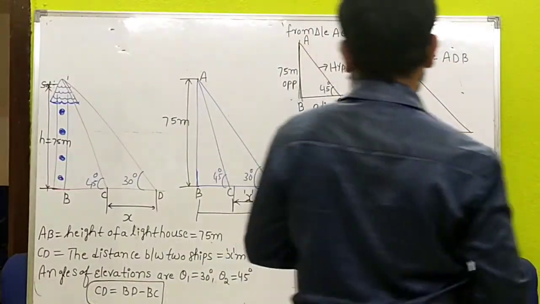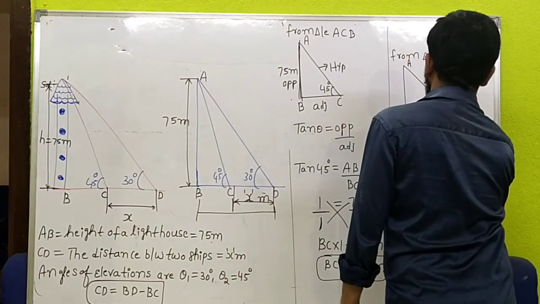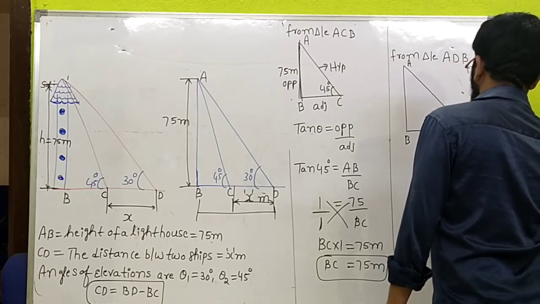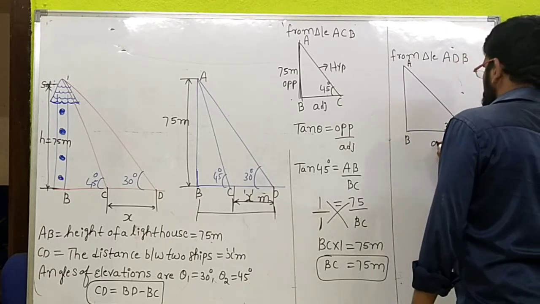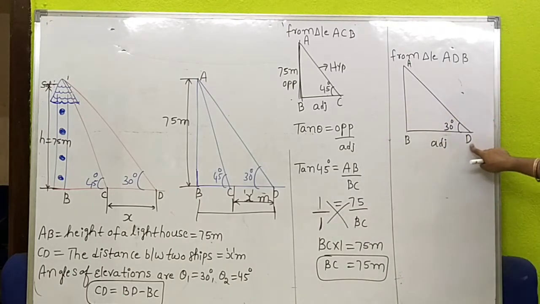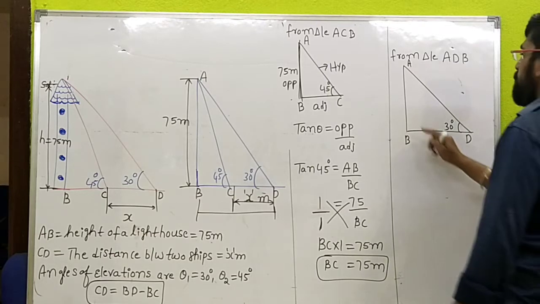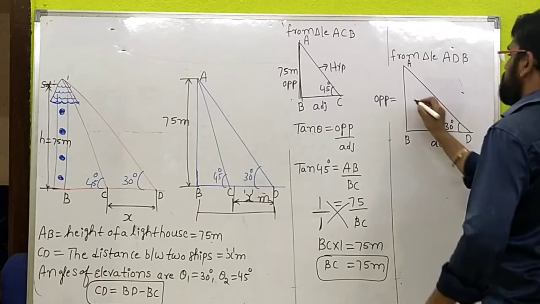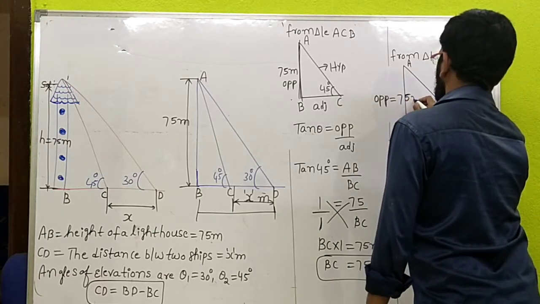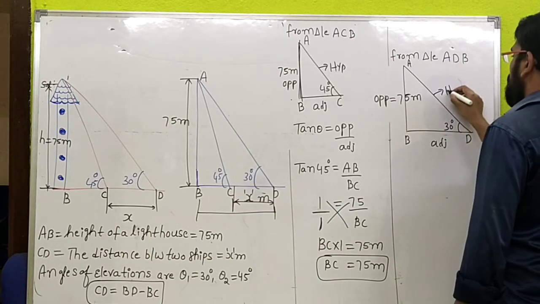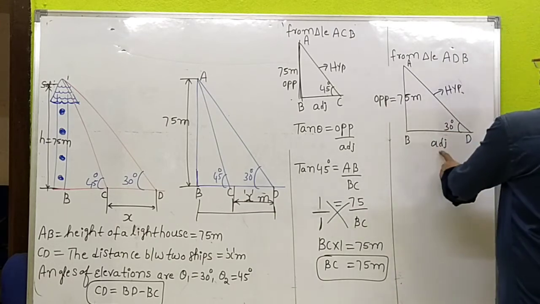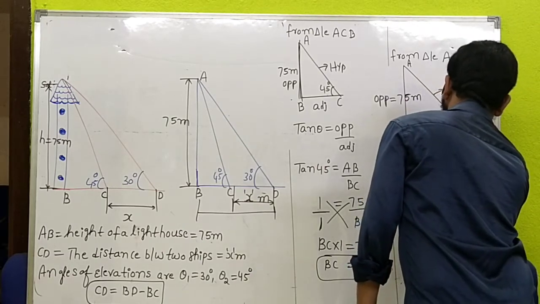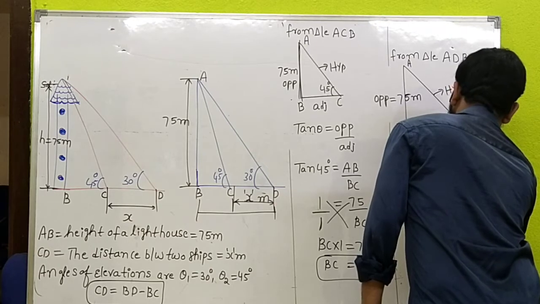From triangle ADB, this is tan 30 degrees, and this is the adjacent side. Why? Because with respect to angle D we are taking the adjacent side, and this is the opposite side. That is, AB is 75 meters, and this is the hypotenuse. So we want this adjacent side. Already the opposite is given. So, tan theta is equal to opposite by adjacent.